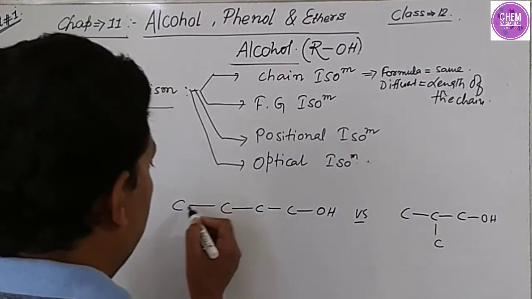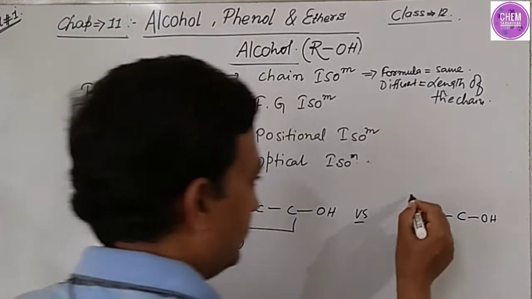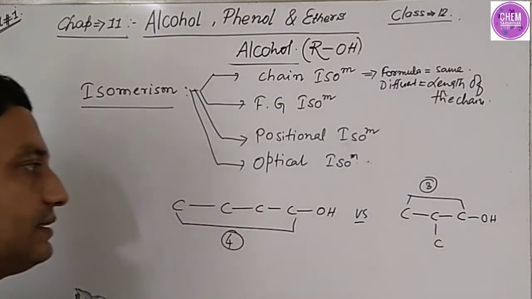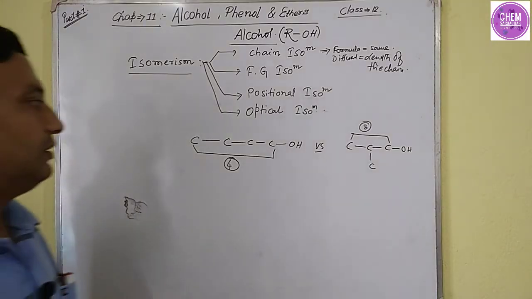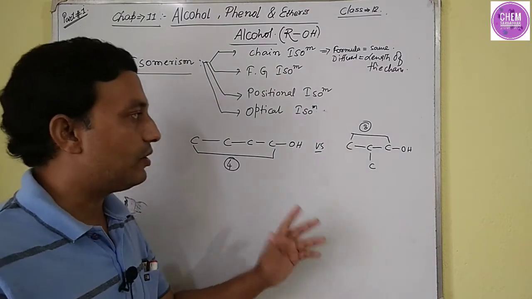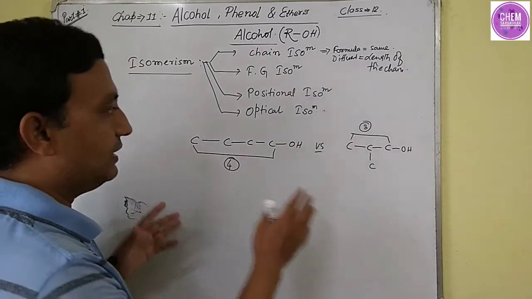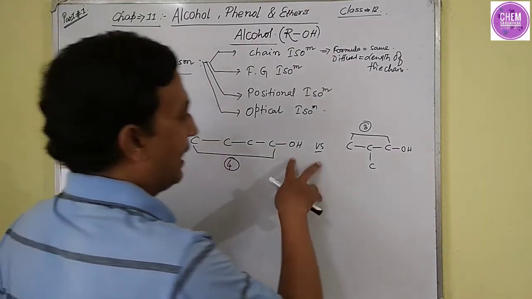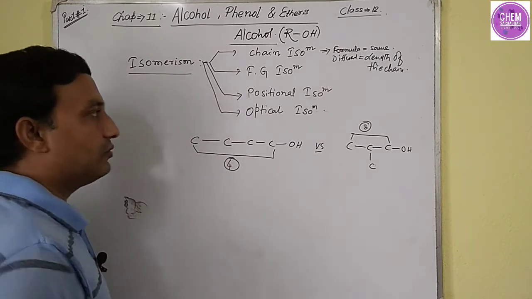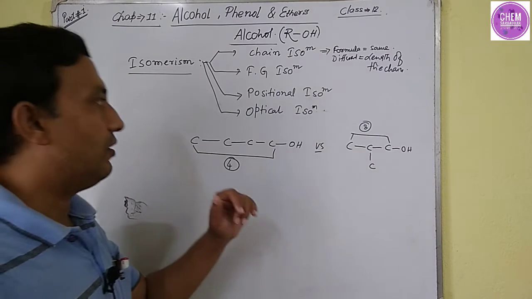That means here the length of the chain consists of 4 carbon atoms, but the longest chain in the other consists of 3 carbon atoms. So there is a difference in the length of the longest carbon chain. That's why this type of isomerism is known as chain isomerism, as it occurs in alcohol compounds, where alcohol is the main functional group. That's why it is called chain isomerism, which is exhibited by alcohol.